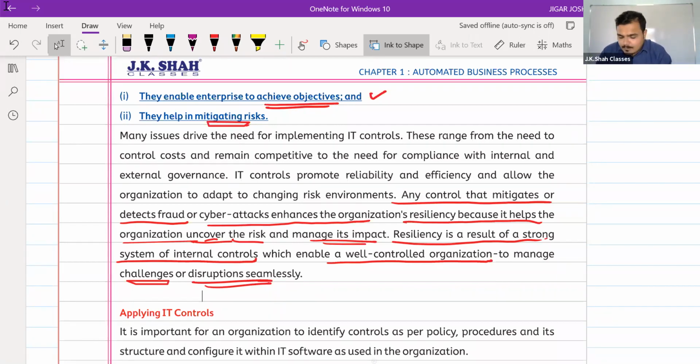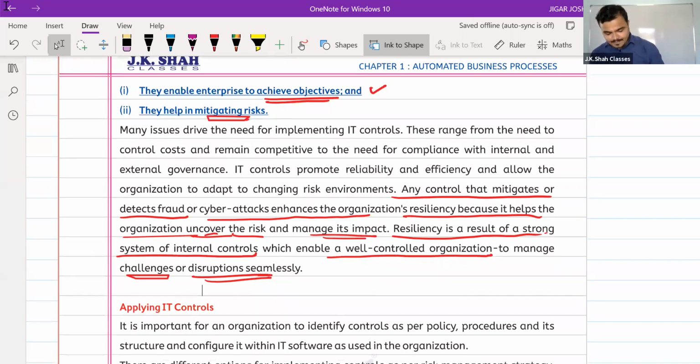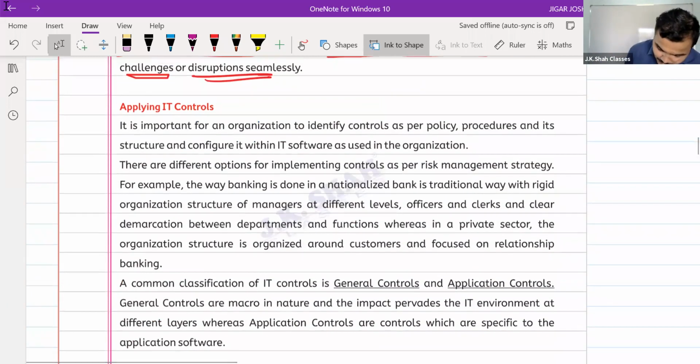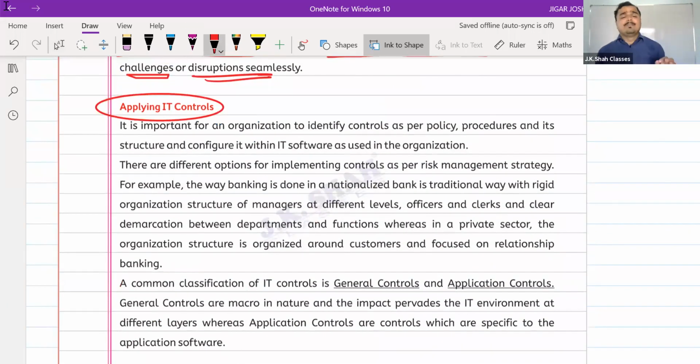Should we continue now, please? Yes, sir. Okay. Next one: applying IT controls. It is very important, my dear chartered, to apply the IT controls in the best manner. We need to make the proper policy, procedure, and practices so that we can configure our IT resources in the best manner. Yes?